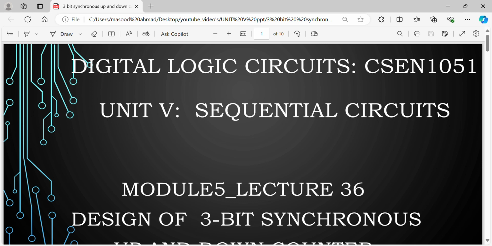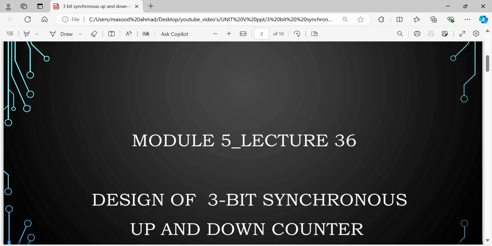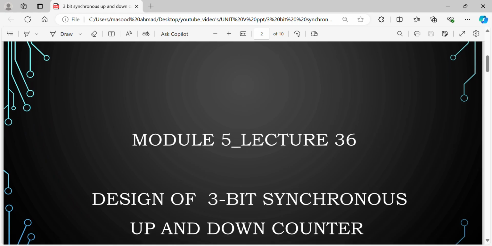My dear students, now we are going to look at the design of a 3-bit synchronous up and down counter. So far we have seen the 3-bit up counter and the 3-bit synchronous down counter. Now we are going to look at how to design up and down at the same time. What we try to do is create an extra control signal which is going to control whether the counter is supposed to act as an up counter or a down counter. The rest of the design process will be the same.